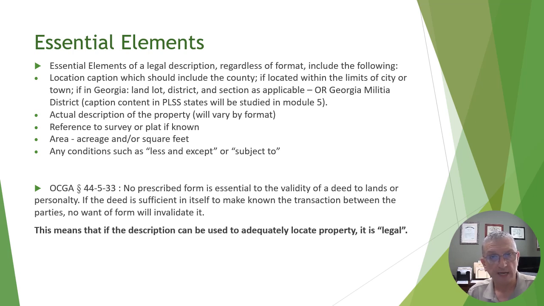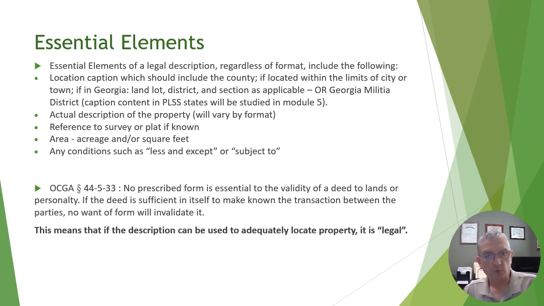Next, you would have the actual description of the property, which we will dive into momentarily, and then a reference to any survey or plat if known. This would be basically in the footnotes, along with the area, either in acreage or square feet, and any conditions such as less than except or subject to.